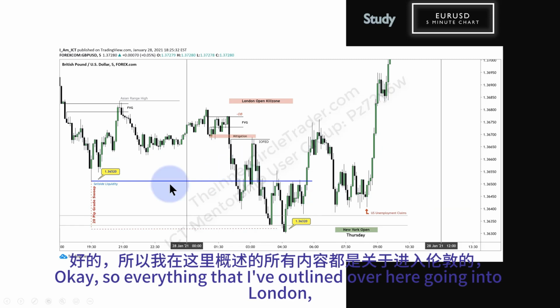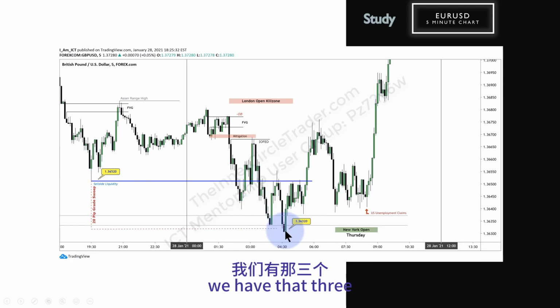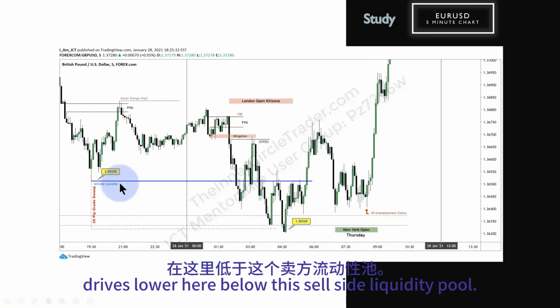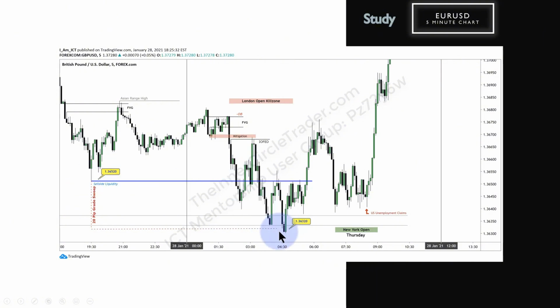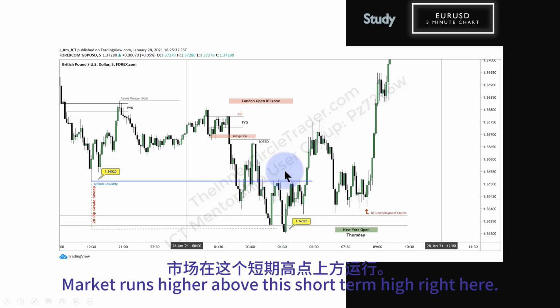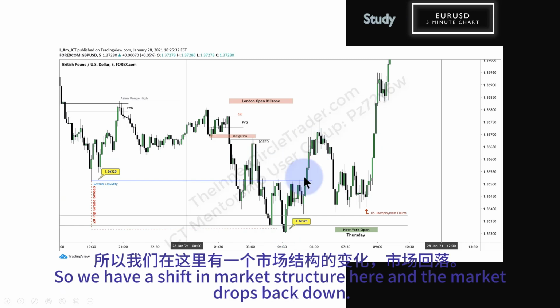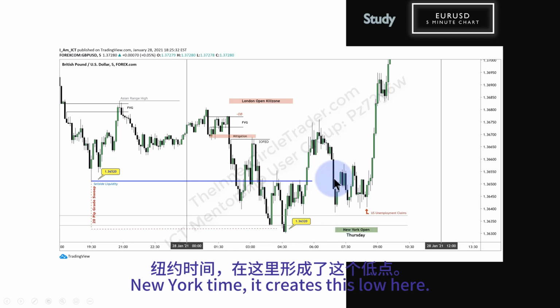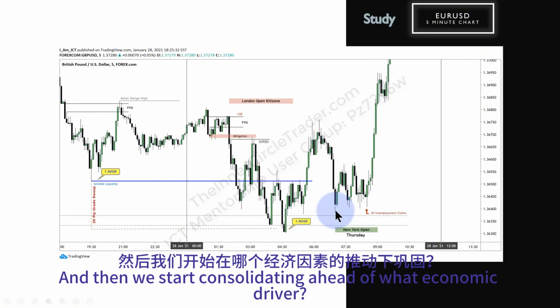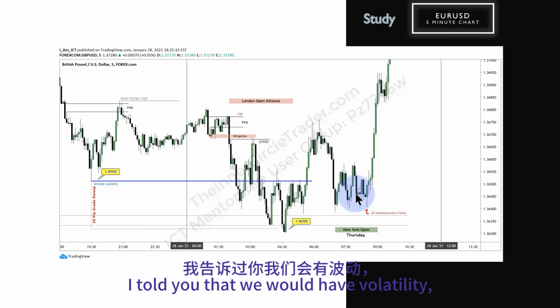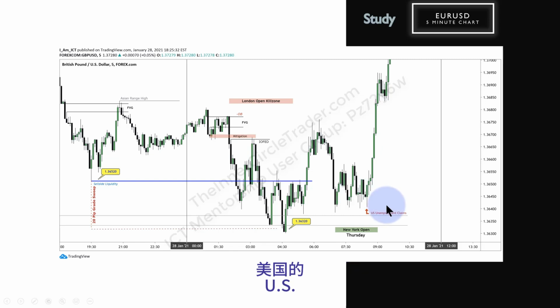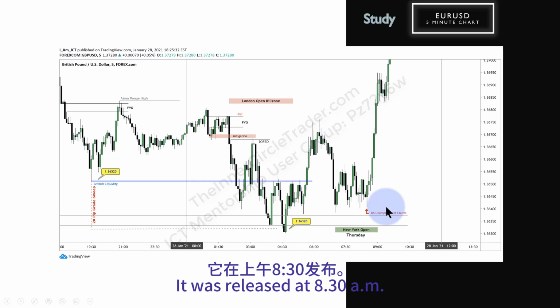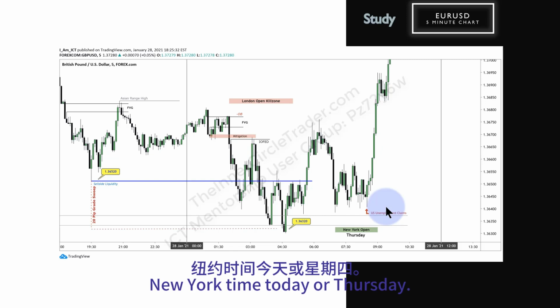Okay, so everything that I've outlined over here going into London, we have that 3 drives lower here below this sell side liquidity pool. The market runs higher above this short-term high right here. So we have a shift in market structure here, and the market drops back down. Look where it starts. At the beginning of the New York open, 7 a.m. New York time, it creates this low here. And then we start consolidating ahead of what economic driver? I told you that we would have volatility: U.S. unemployment claims. It was released at 8:30 a.m. New York time today, or Thursday.